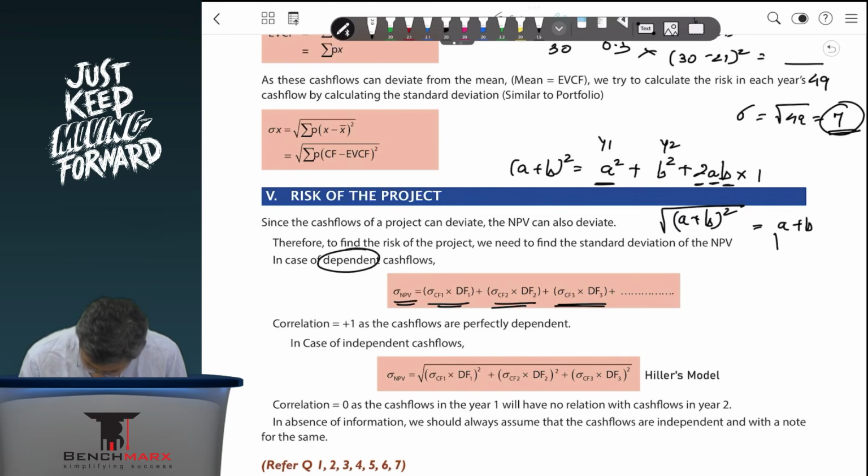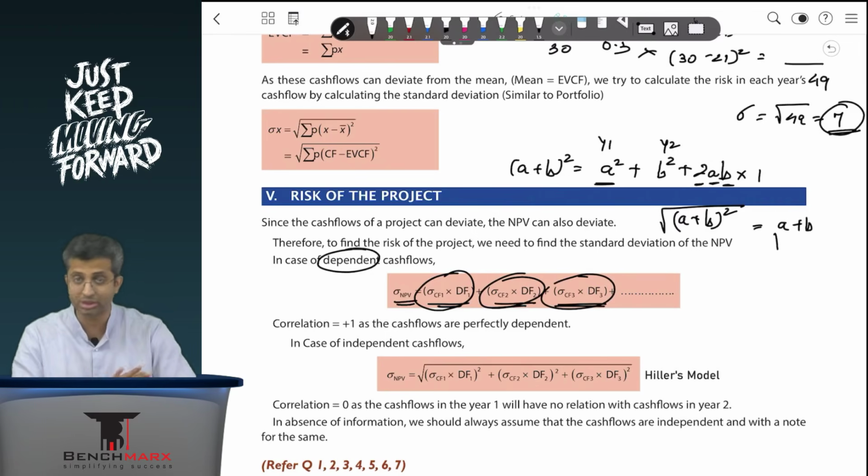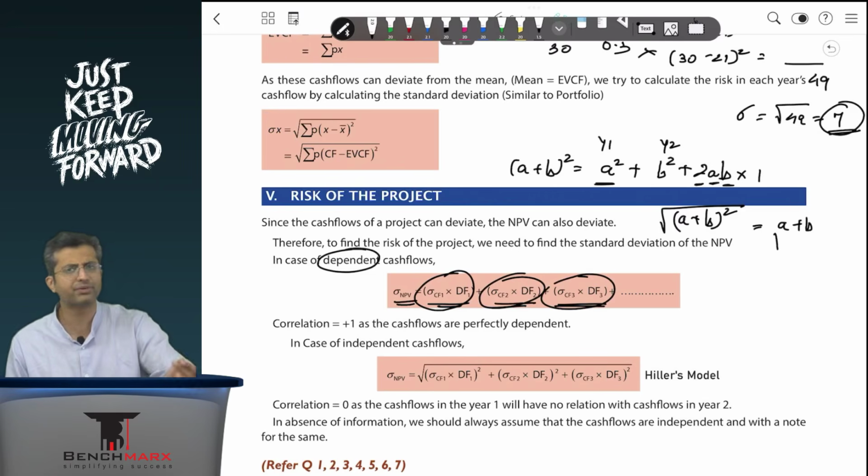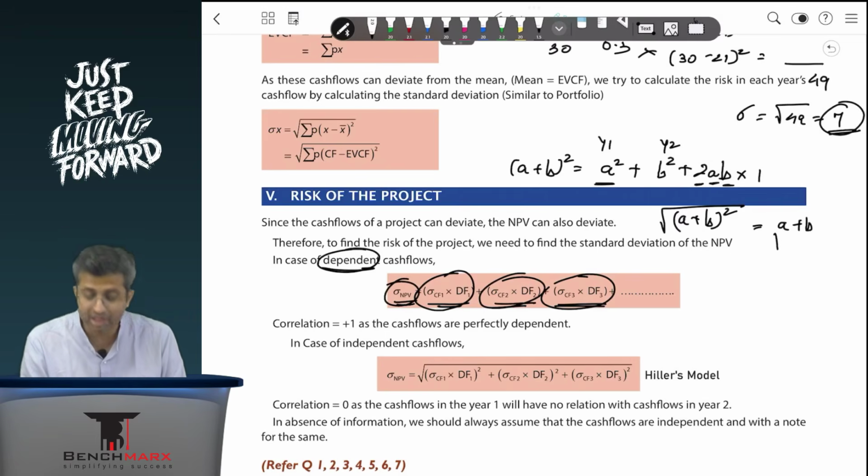Sir, what is a? Well, this is the present value of the first year's cash flows. What is b? Present value of the second year's cash flows. What is c? Present value of the third year's cash flows, and so on. So this is directly done. You are just adding the present value of each year's standard deviation of cash flows, and that will give you the standard deviation of NPV for a dependent cash flow.